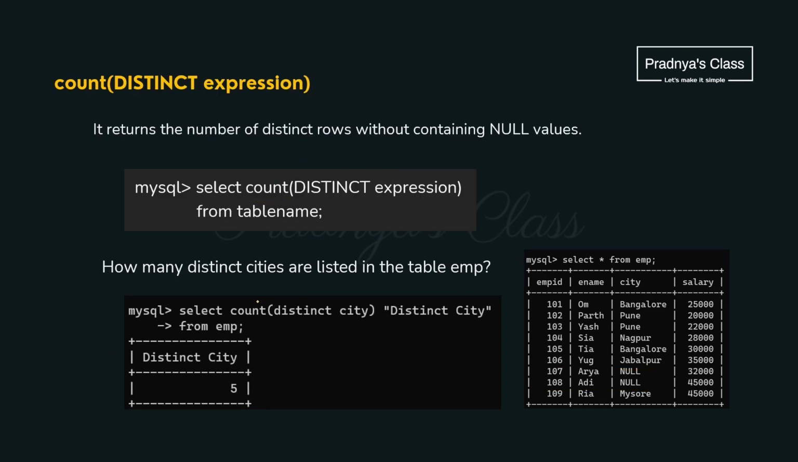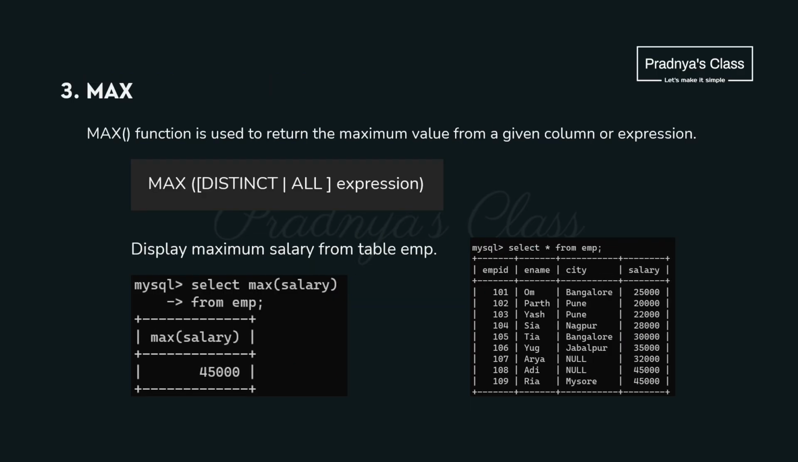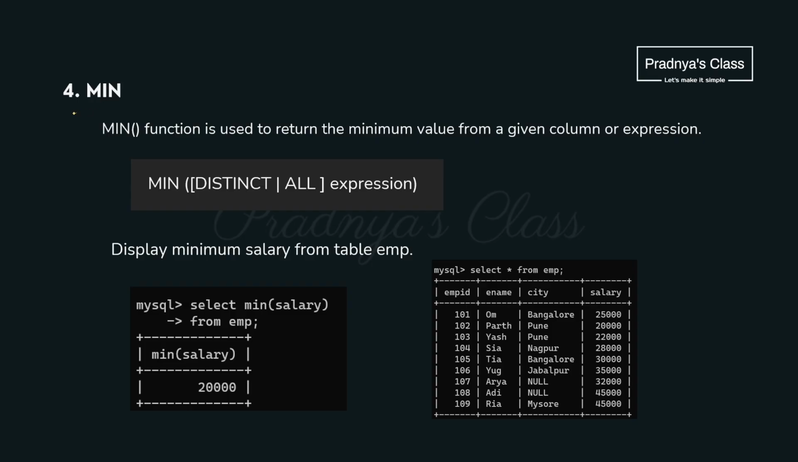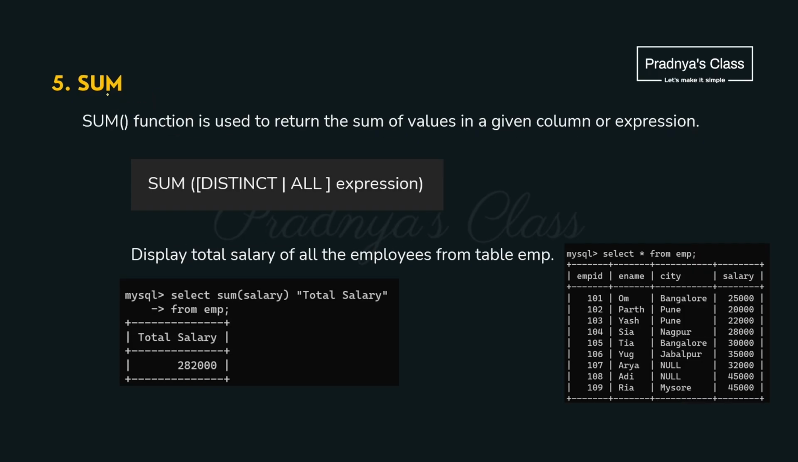And here is the third variation. We are counting the city with distinct clause, so it will not consider the null, and it will not consider the duplicate values. That's why the output is 5. To calculate maximum value, we have the max function, and to calculate minimum value, we have the min function. In this way, to calculate sum, we have the sum function.